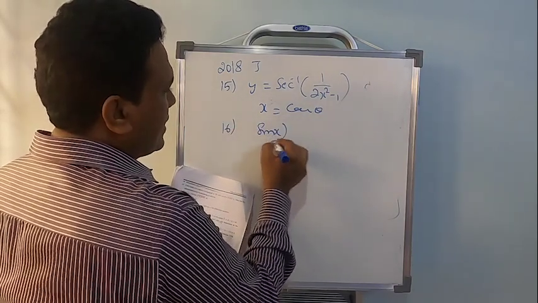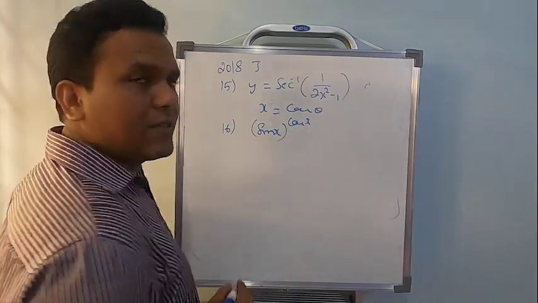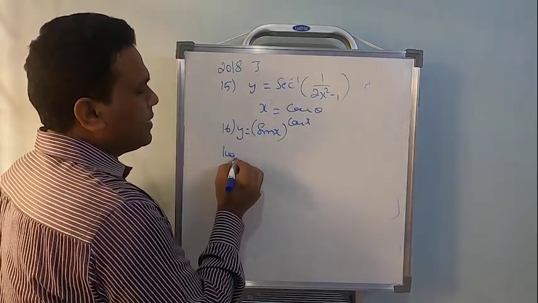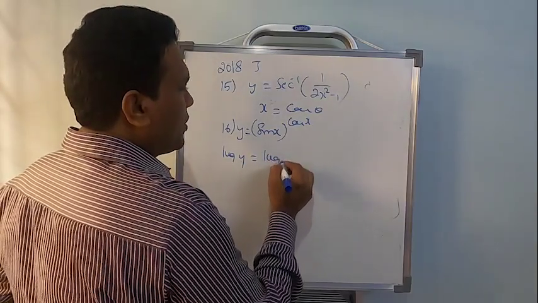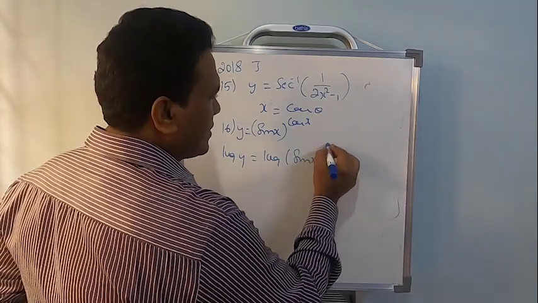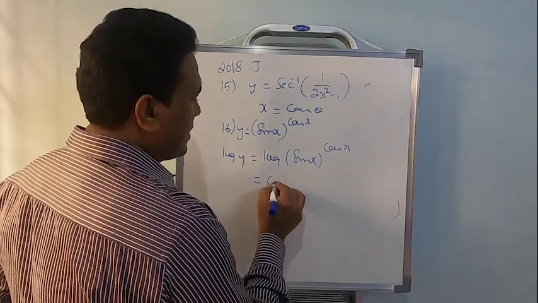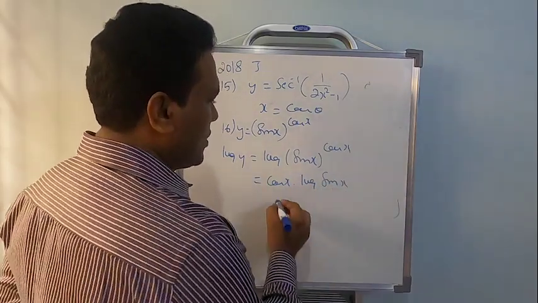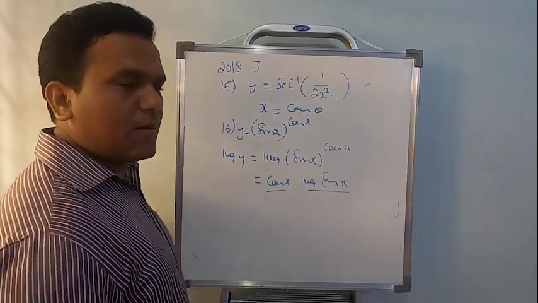Differentiate sin x to the power cos x with respect to x. So let me take it as y. Apply log on both sides. So log y is equal to log of sin x whole power cos x, which can be written as cos x multiplied by log of sin x. So this is u, this is v. So let's apply product rule.